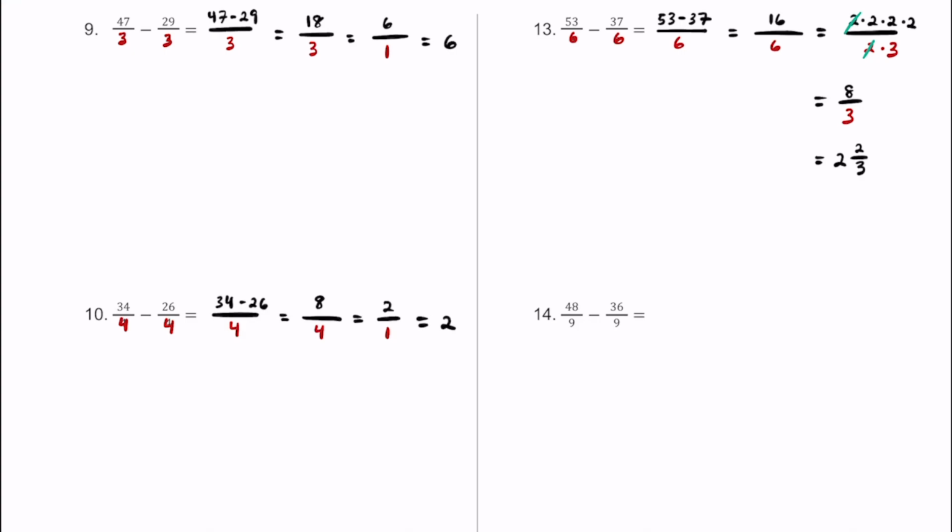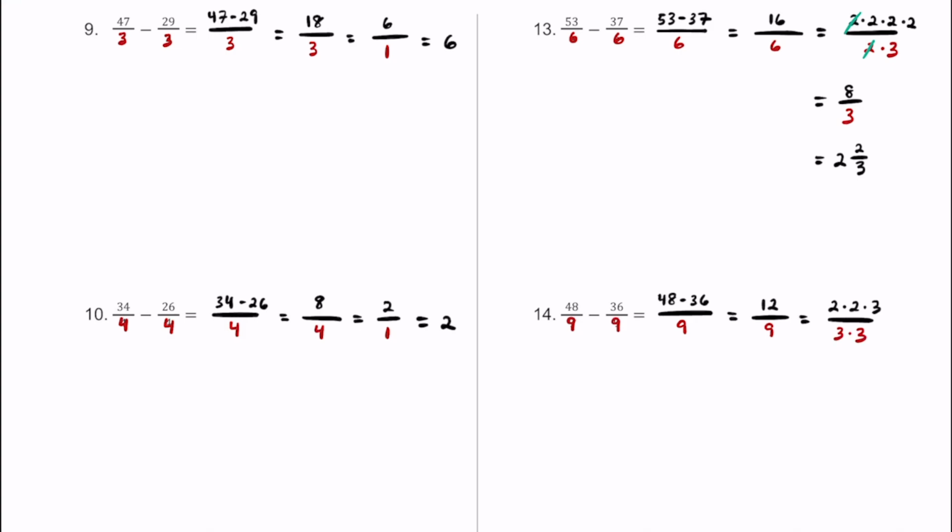For number 14, we have 48 over 9, and we're going to be taking away 36 over 9. So ninths are going to be our common denominator here. So let's find the difference between 48 and 36. Now, I think 48 minus 36 is just going to be 12. Let's go ahead and put a 12 on top there. And I think 12 and 9 have a common factor, right? So feel free to pause to think about it, but I think 12 breaks into 2 times 6, and 6 breaks into 2 times 3, and 9 breaks into 3 times 3.